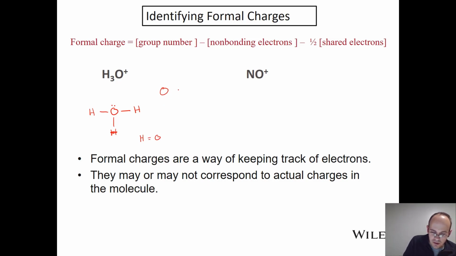Oxygen is 6 minus, in this case we have 2 non-bonding electrons, minus 1/2 of 1, 2, 3, 4, 5, 6 shared electrons. So minus 6 divided by 2. So this is 6 minus 2 minus 3, which is equal to plus 1 specifically. So this is the positive charge on hydronium.